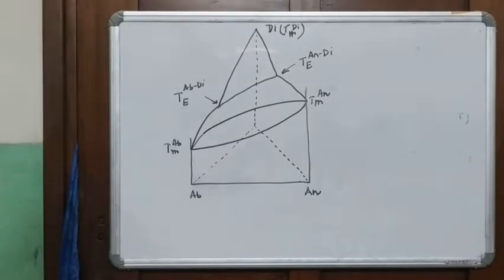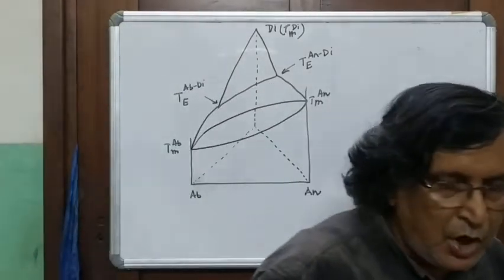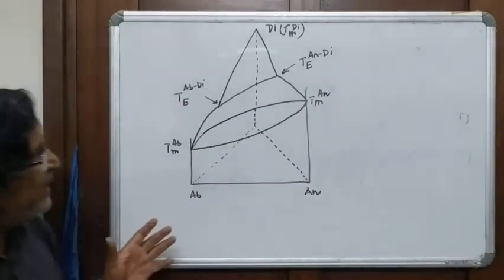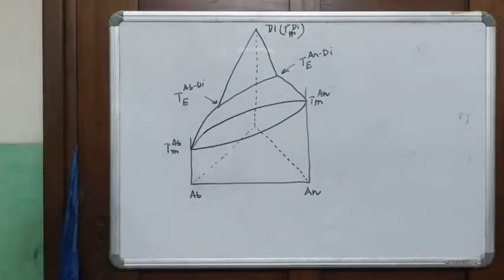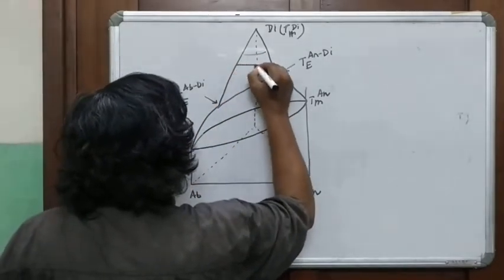So this diagram is essentially a three-dimensional representation of the diopside-albite-anorthite phase diagram. And then the isotherms, as you know, would be like that.